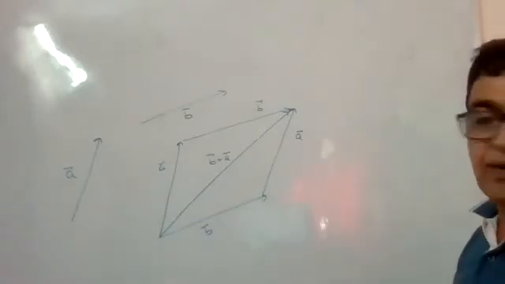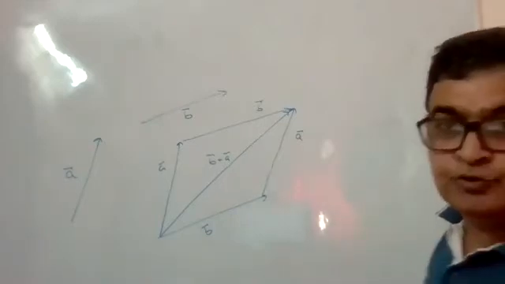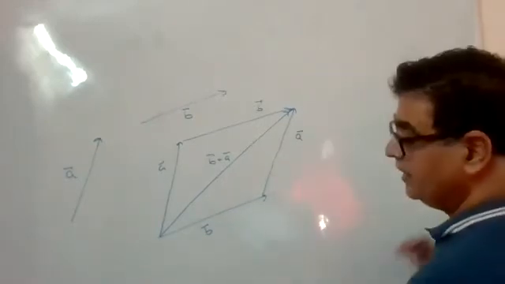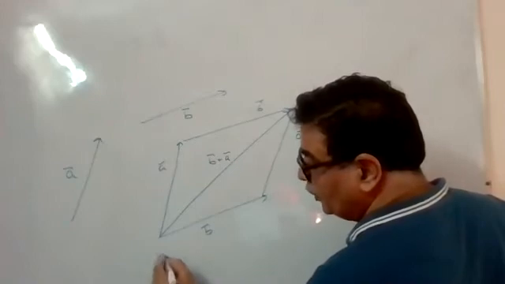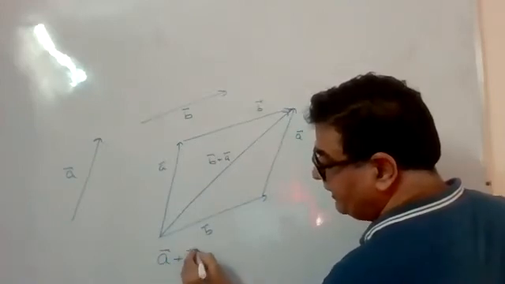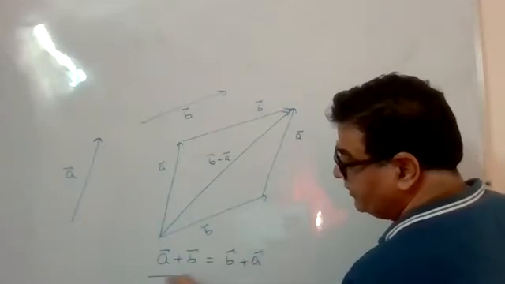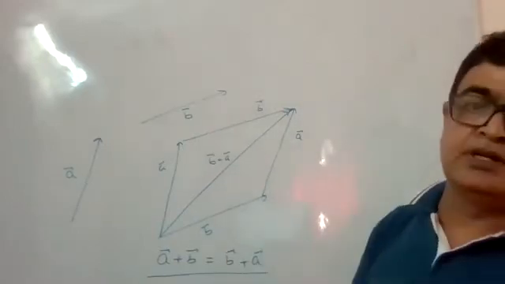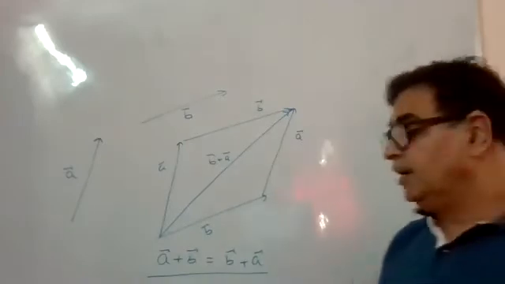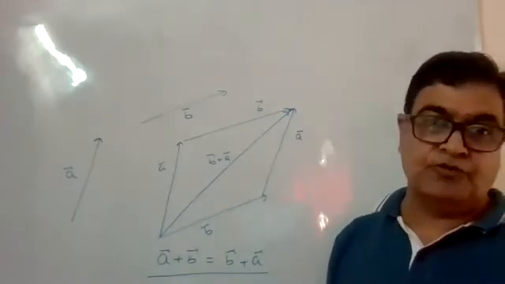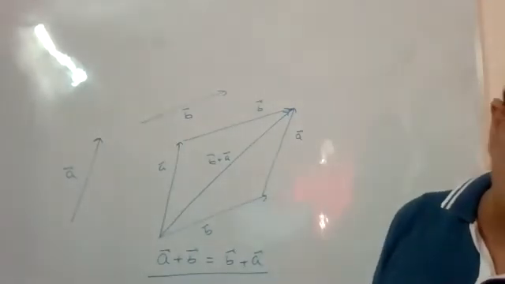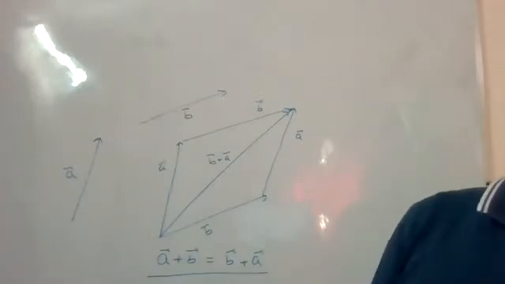So now you should remember one more thing. The property of addition of vectors says the commutative property holds good. That is, either you take A vector plus B vector or you take B vector plus A vector, that comes out to be the same. This is called the property of addition of vectors. So that is the first property I told you, the commutative property holds here.